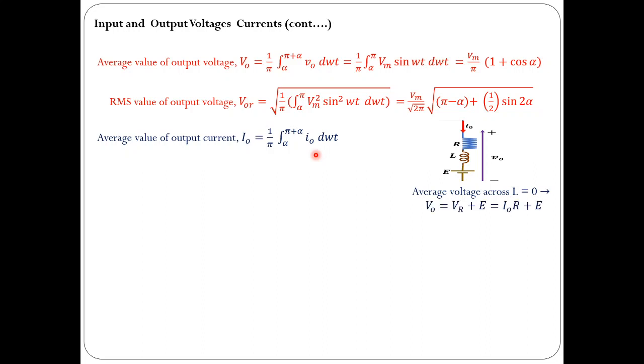So from this fact, you will get the average value of output voltage equal to the average value of voltage across the resistor plus battery voltage, and from this fact you would get the average value of the output current is equal to (V naught minus E) by R, where V naught is the average value of voltage, given by Vm by pi into (1 plus cos alpha), E is the battery voltage, and R is the resistance of the load. Okay. Now once you compute, you can find out the RMS value also.